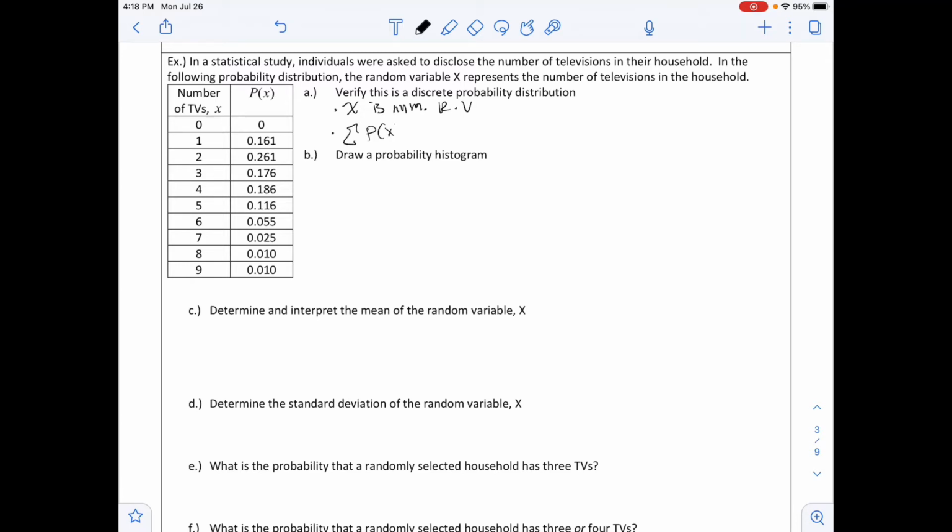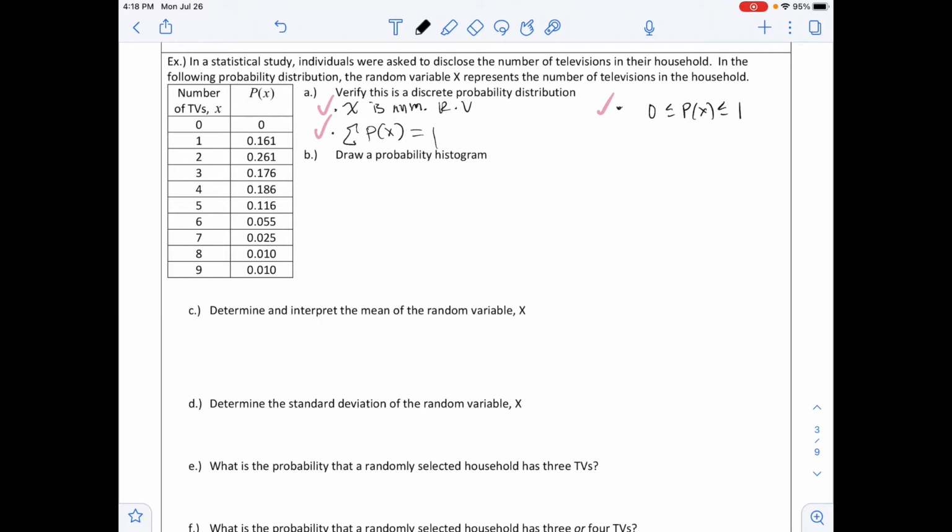Second thing is we need to take a second and add up all those probabilities in the second column. And when you do, you will notice that we do arrive at 1. And then the third thing is that your probabilities are all between 0 and 1. And looking at those, they are. So yes, all 3 of these are met. So therefore, we just verified that this is a discrete probability distribution.